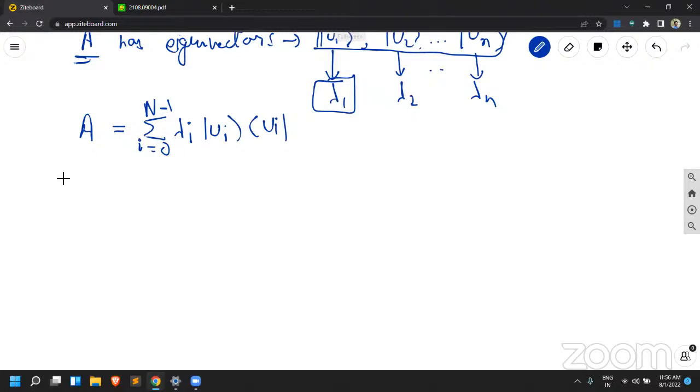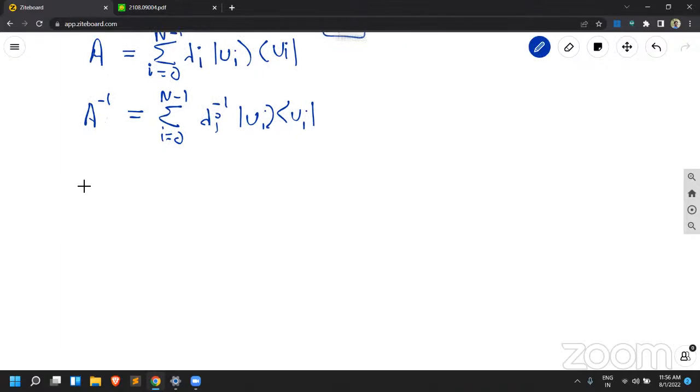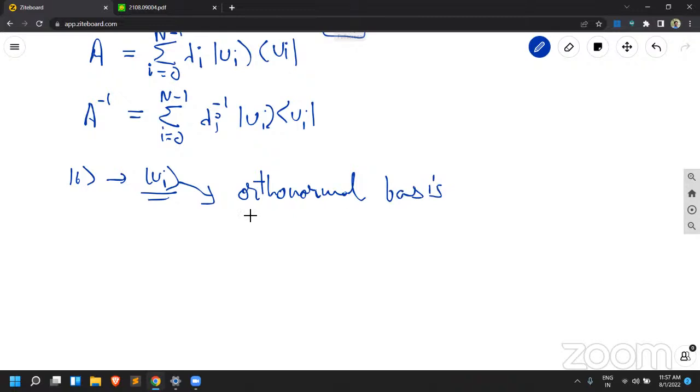So now, basically we want A inverse. So A inverse would be the sum from i equal to 0 to N minus 1 of lambda i inverse, ui outer product ui. Okay. So now we need to represent B. We can actually represent B in terms of ui. Why? Because ui forms an orthonormal basis. Since they form an orthonormal basis, it is possible for us to write B in terms of u, which is given as the summation over all the bases, j equal to 0 to N minus 1, bj uj.